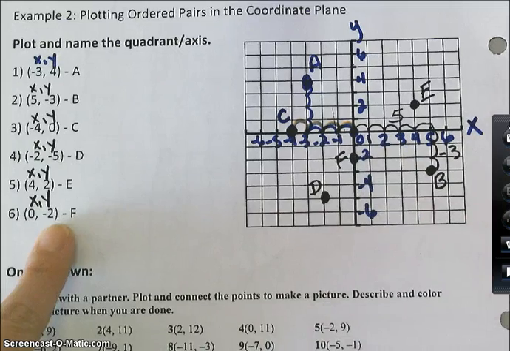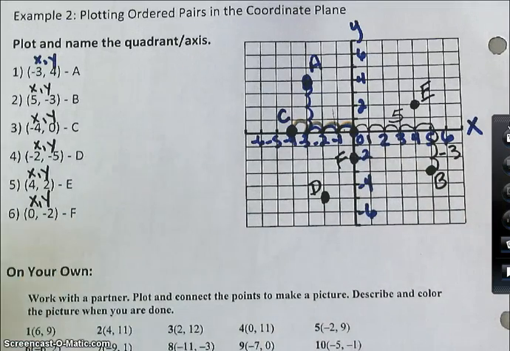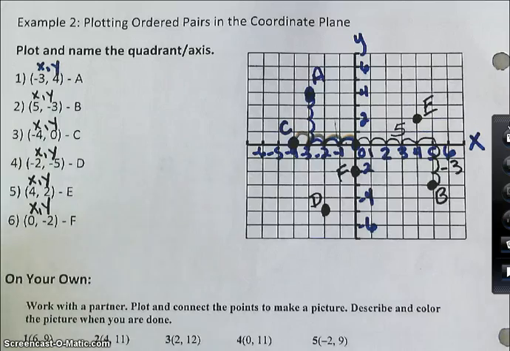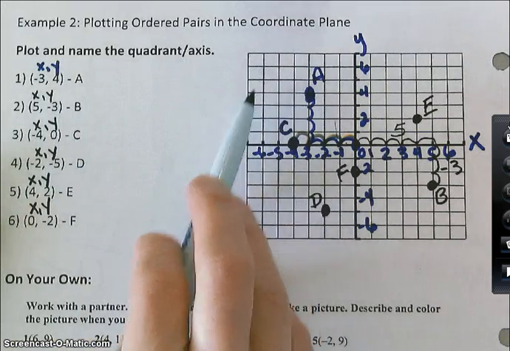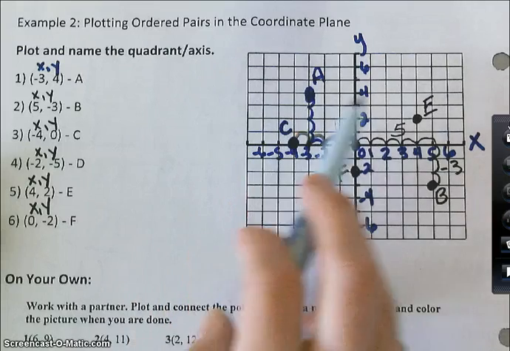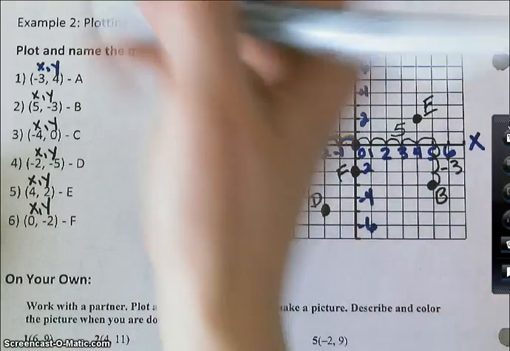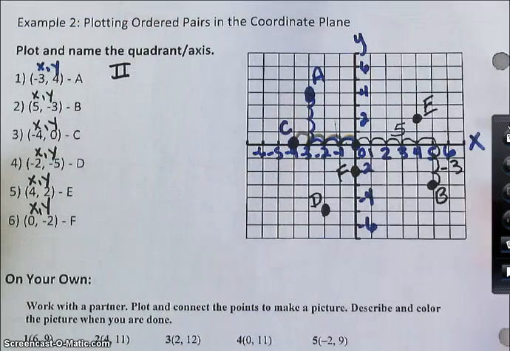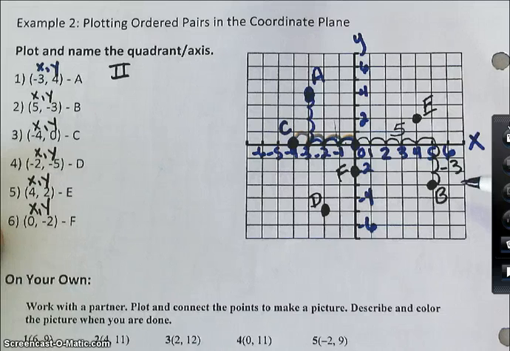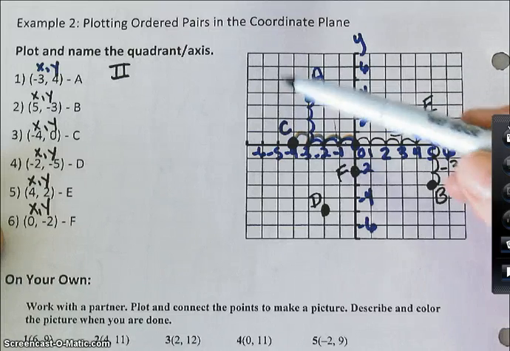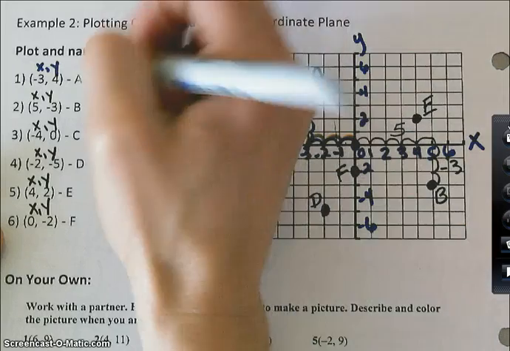Okay, now that we have all of our points plotted, let's name the quadrant that they're in. Point A lives up here. He is in quadrant 1, 2. He's in quadrant 2. Point B, he's down here. Well, if you start here, and if you can remember, this is the first quadrant you learned. So this is number 1. So number 1, 2, 3, 4 is B.